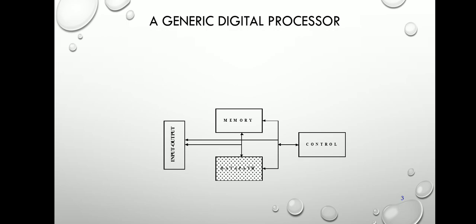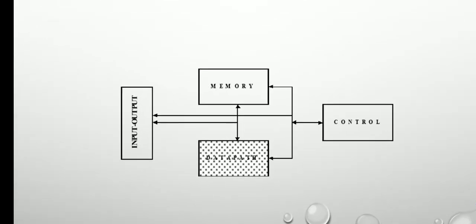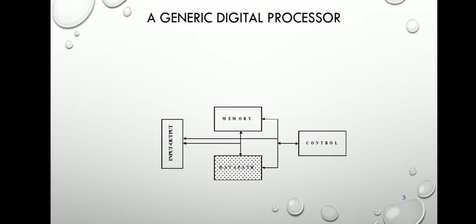Normally, a general digital processor contains input-output, memory, control, and here you can see the data path. This digital processor can be examined as a finite state device. In this digital device, the inputs and outputs are given to the memory. The memory stores the data, and through the data paths the information can be transmitted to the other blocks.